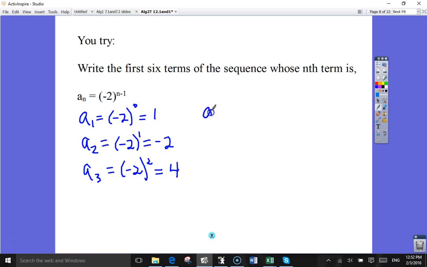-8, A4, -8, A5, +16, A6, -32. You know, every time you increase n, that means you have one more factor of 2, so it doubles it. And then because of the minus sign, it's making an alternate sign every time. All right.